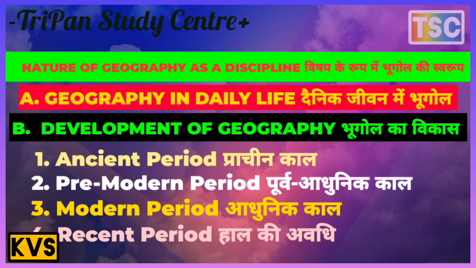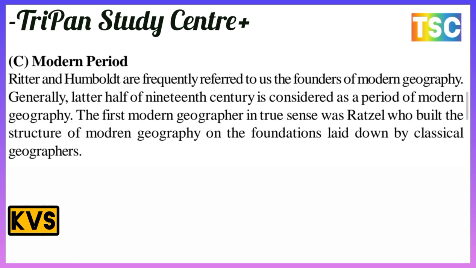The next is the modern period. Ritter and Humboldt are frequently referred to as the founders of modern geography. Generally, the latter half of the 19th century is considered the period of modern geography. The first modern geographer in the true sense was Ratzel, who built the structure of modern geography on the foundation laid down by classical geographers.